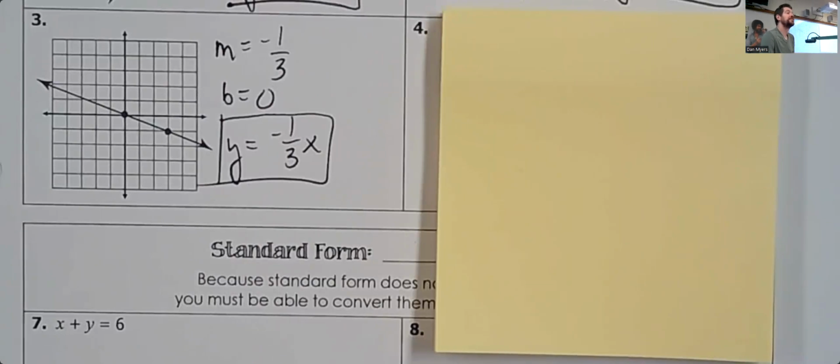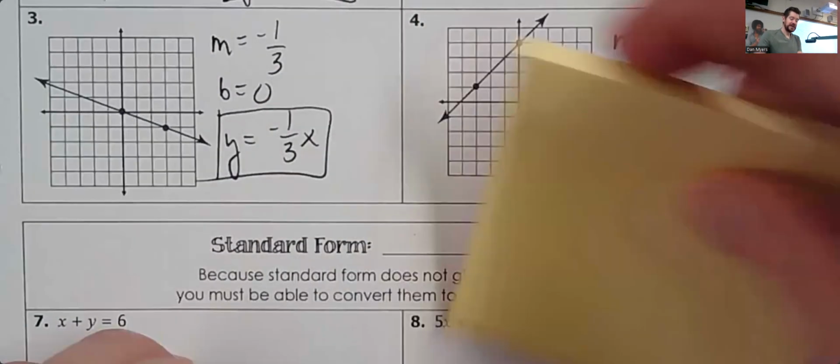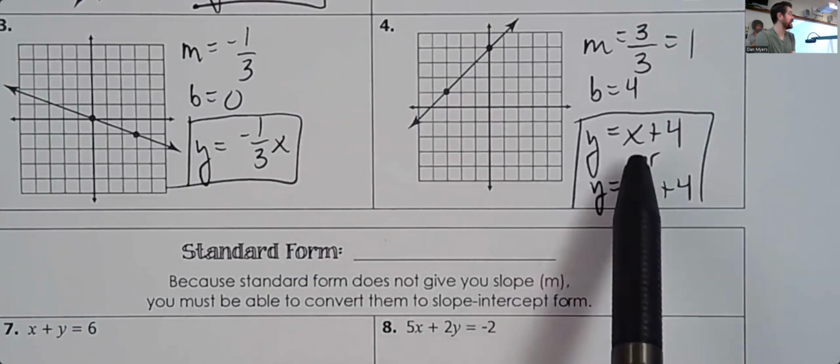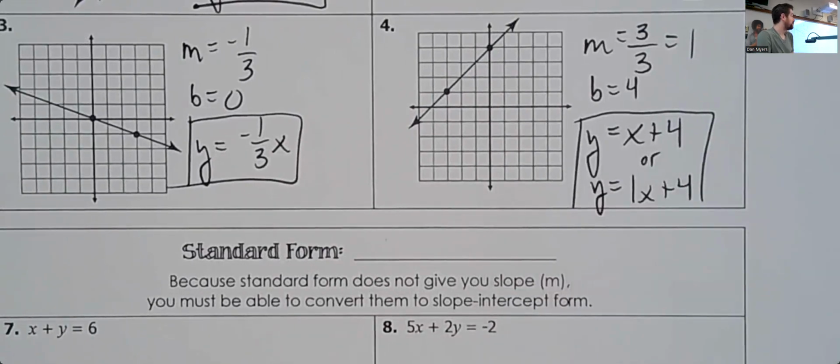Anybody have an answer for that one? That is correct. However, 3 over 3 reduces to 1. So yeah, y equals 1x plus 4. Or because 1 times x is just the same as x, you could also just write y equals x plus 4. But yeah, 3 over 3 is correct. Just make sure it gets reduced. Cool. Nice job. So y equals x plus 4 or y equals 1x plus 4. So that's your quick reminder on writing slope-intercept based on a graph.